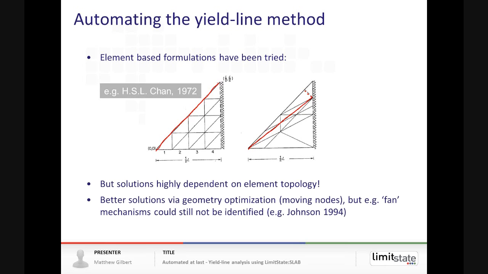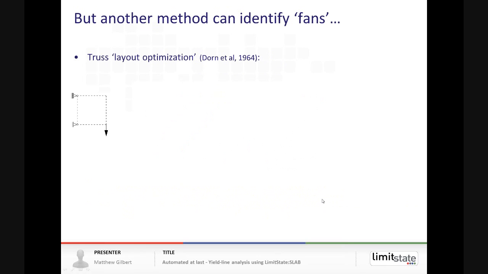Some work was done subsequent to this point to try to improve the mechanisms that were obtained, but given how imprecise the mechanisms were, it didn't really do the job. So really, this use of this element-based approach proved to be not the right way of automating the method.